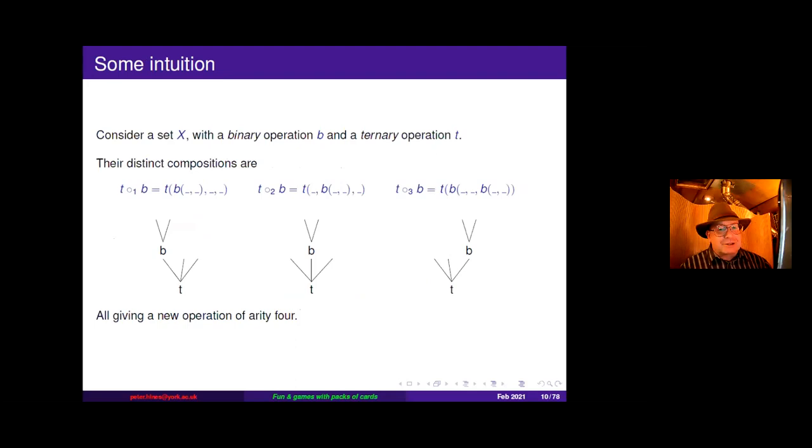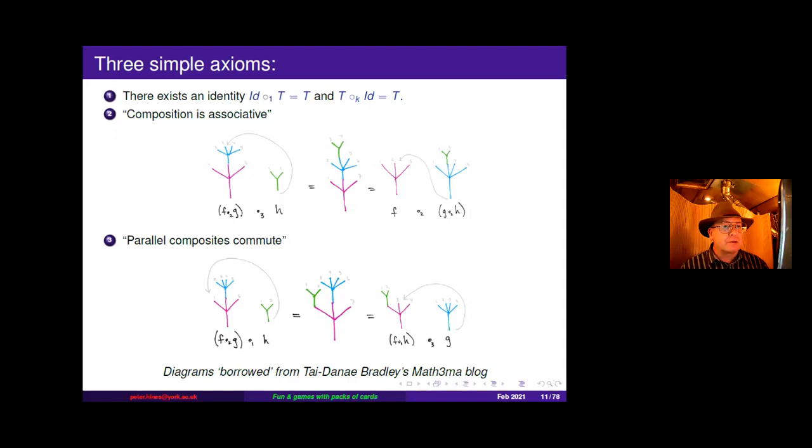So let's say we've got a set X. We've got a binary operation and a ternary operation. Our distinct compositions are, well, we use the result of the binary operation as the first or the second or the third entry in the ternary operation. And of course, we're going to draw this in tree form, and this is all going to give a new operation of arity 4. Okay, so very simple intuition, and again, very simple axioms to go along with it. So first of all, we have an identity, which acts pretty much as you'd expect an identity to act.